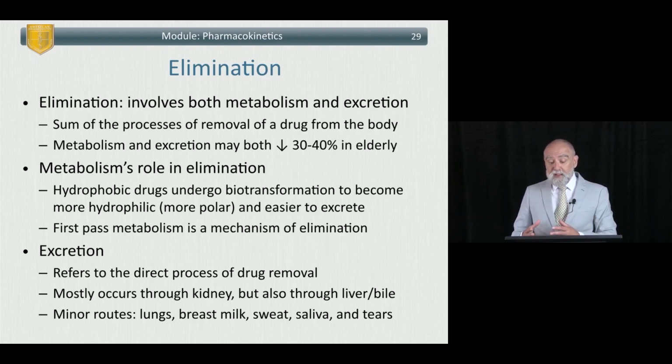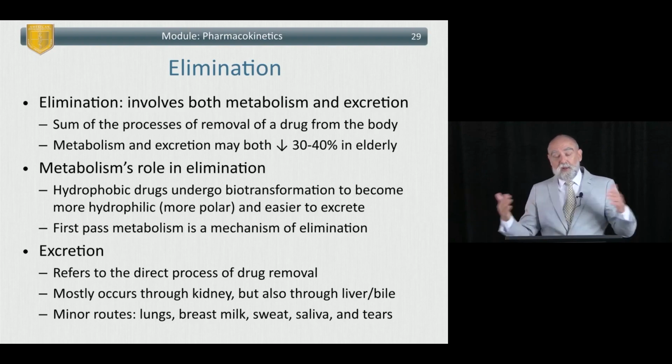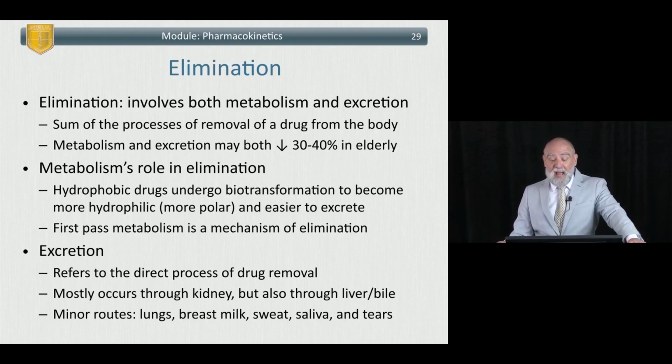And then metabolism and excretion may both decrease 30 to 40% in the elderly. So if you think about a decrease of metabolism down to 70%, 0.7, and then excretion down to 0.7, a 30% decrease, you multiply 0.7 by 0.7 and you get 0.49. So that right away would cut elimination down to half. And if it's 40% and 40%, it would be even more dramatic. So these kinds of changes that occur with age can be really quite dramatic because of the additive effects.